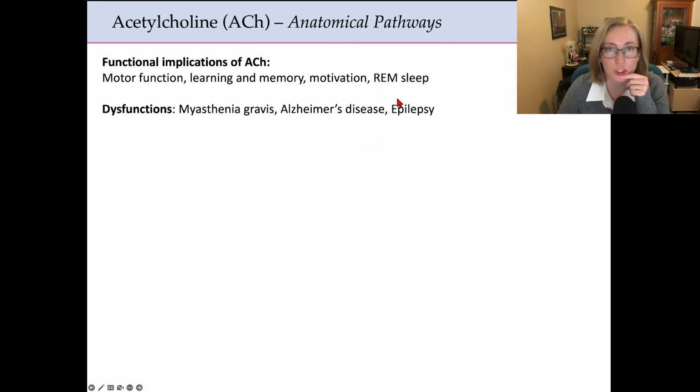So dysfunction in acetylcholine, some of it will be sleep disorders, as it does play a role in REM sleep. Epilepsy, if we have too much acetylcholine spouting out in your system. Alzheimer's disease, some drugs to help treat Alzheimer's disease basically help increase the activity of acetylcholine. And another dysfunction that is also motor related is myasthenia gravis.